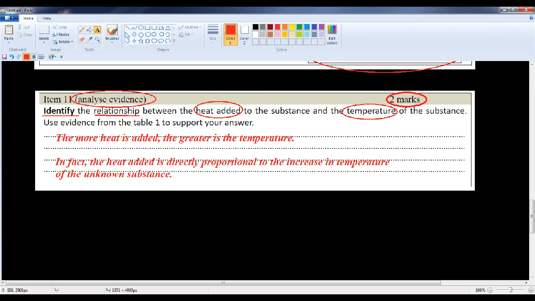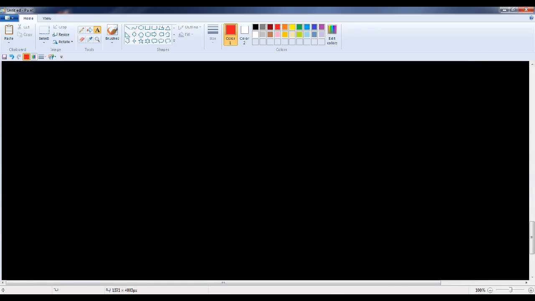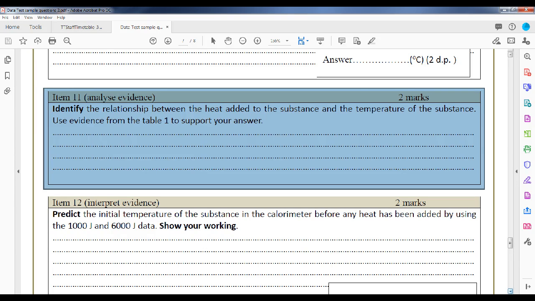If you only answer one very general trend, you only say that the more heat is added, the greater is the temperature, then possibly you will only get 1 mark, because that's too general. But if you go into more detail, then you get the extra mark. So that's analyze evidence. Remember, if you are going to identify a relationship, you need to say, is one increasing, the other also increasing. Sometimes it might happen that one is increasing but the other is decreasing. Then you have to identify that. Alright, let's go to the last one. It will be the most interesting one.